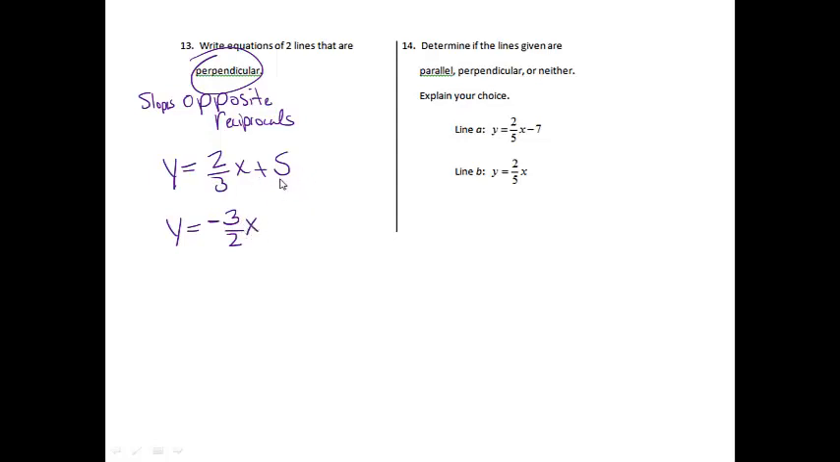Okay, and then I can write whatever I want next to it. I think I'll write plus 10. Okay, and then that would be the equation of my line. Those would be the two ones that are perpendicular.